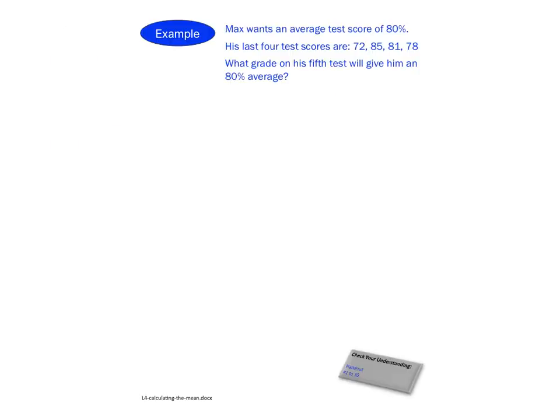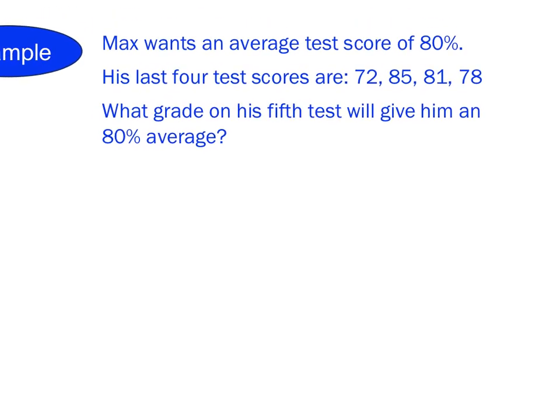Next example. Max wants an average test score of 80%. His last 4 test scores are 72, 85, 81, 78. What grade on his 5th test will give him an 80% average? So we're going to add these numbers together. So 72 plus 85 plus 81 plus 78. If I add those numbers together, we get 307, 308, 316. So we get 316 when we add those 4 numbers together.